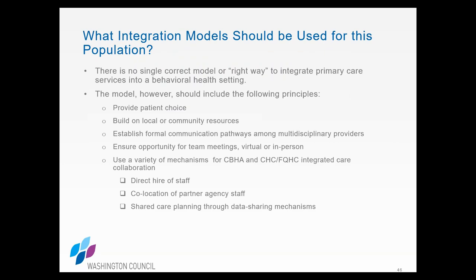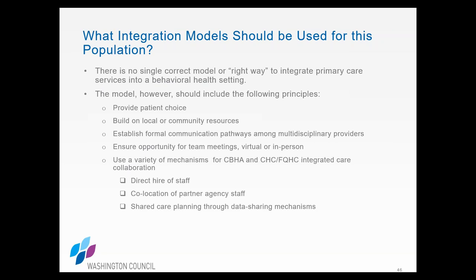And then I will also provide the same mantra that Anne and Brian did, to not get hung up on the model. There's no correct way to do this or right way to integrate primary care into a behavioral health setting. There are principles that I think would be helpful to include, things like providing patient choice, building on local and community resources that are already available to you. Most importantly, establishing formal communication pathways and an opportunity for team meetings, which I'll talk about a little bit next.